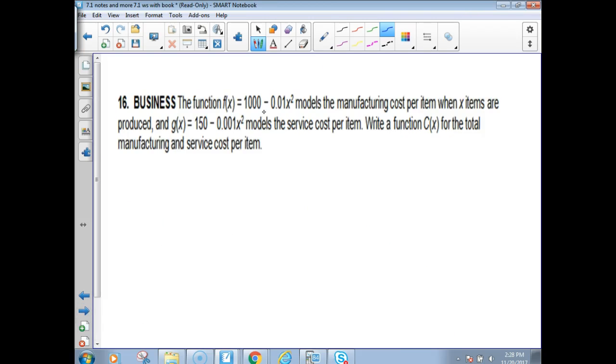Business, you got a function where f of x models the manufacturing cost per item produced, and g of x models the service cost per item. Write a function c of x for the total manufacturing and service cost. Both of them were costs. So if we want the total cost, what's c of x? We would add them. Okay, so you would add the two functions.